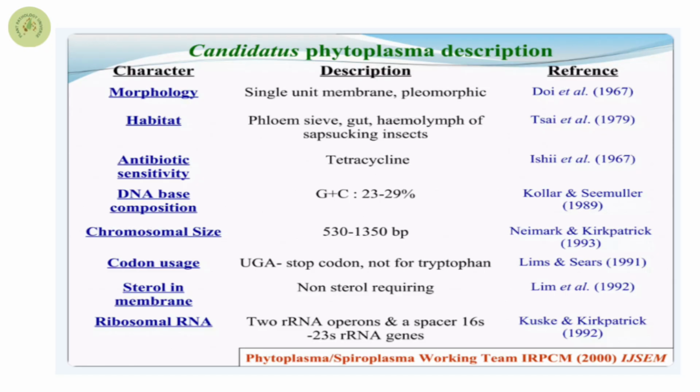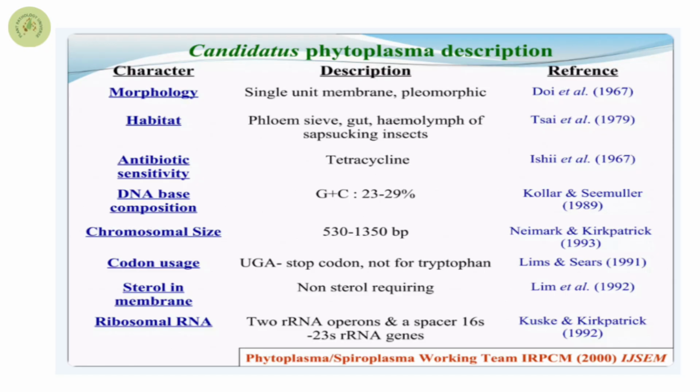Right, now if we have to talk about their DNA based composition, the GC ratio should be around 23 to 29. Chromosomal size is comparatively smaller as compared to bacteria. Their codon usage is also different, like we have three codons, UGG, UGA, UAG, but in this case UGA will act as a stop codon, not for tryptophan. However, all these UGG, UGA and UAG, they are the start codon, not the stop codon. But in case of your phytoplasma, this UGA will act as stop codon, right?